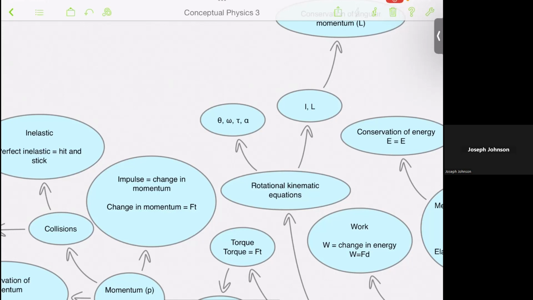Torque equals, we said, force times the distance from the pivot times the sine of the angle between them. It also equals, if we use Newton's second law, F equals ma, torque equals I times alpha. That was in one of the videos, which I thought it was fun to see.